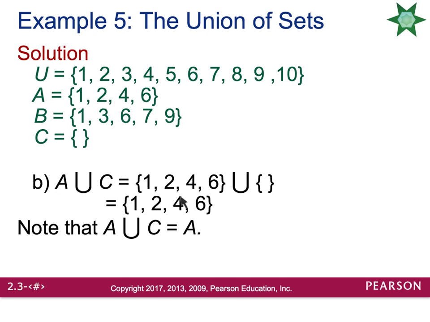Okay, let's look at A union C. So A is {1, 2, 4, 6}. C is the empty set. Now we're just throwing everything together. We have 4 elements here. We have no elements here. So basically we're just going to carry over the A. Right? So we have a 1, a 2, a 4, and a 6, and we don't have anything over there, so we don't include anything else. So A union C is just A. And that is because C is the empty set. It doesn't have any elements to contribute.